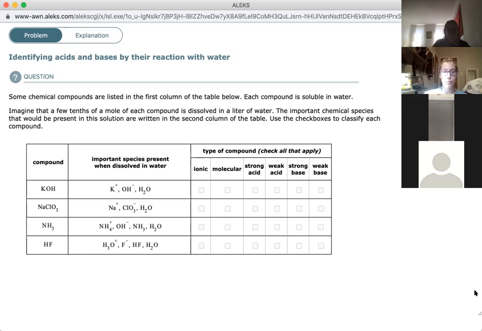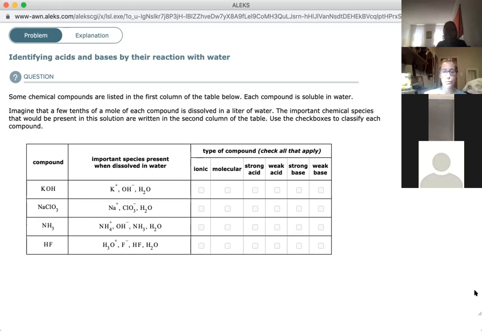The third one, NH3: you put that in, you get NH4 plus, OH minus, NH3, and H2O. So how do we identify that? Well, first of all, it's got an OH minus. That means it's a base. But it also has the NH4 plus. So this is the one I gave you earlier, right? The NH3 gives you NH4 plus and OH minus. And we said that that was a weak base. Looking at the symbols there, you can't tell it's a weak base. That's one you just have to remember. NH3 is a weak base. So put it down as a weak base.